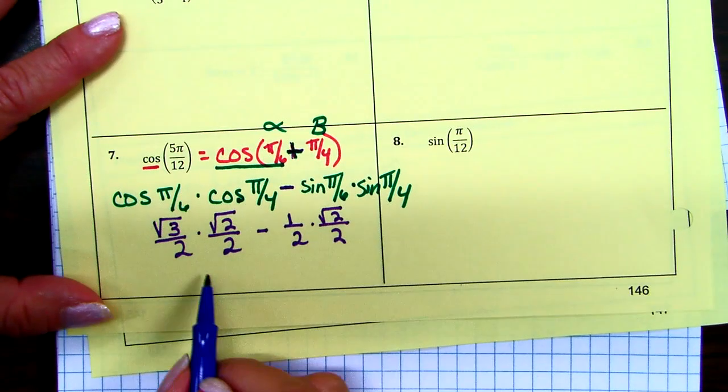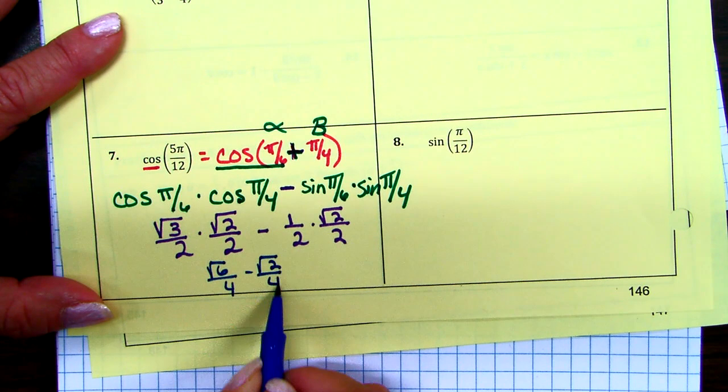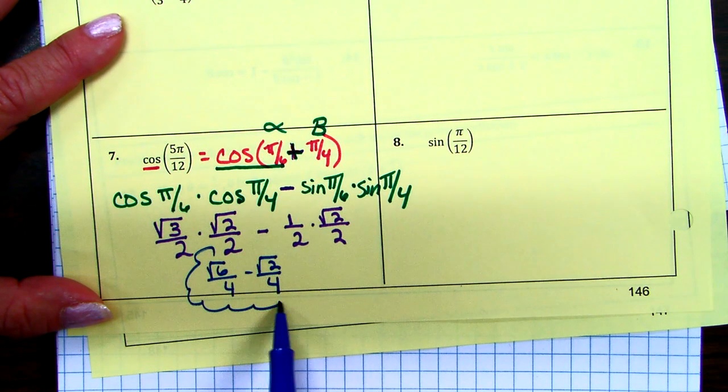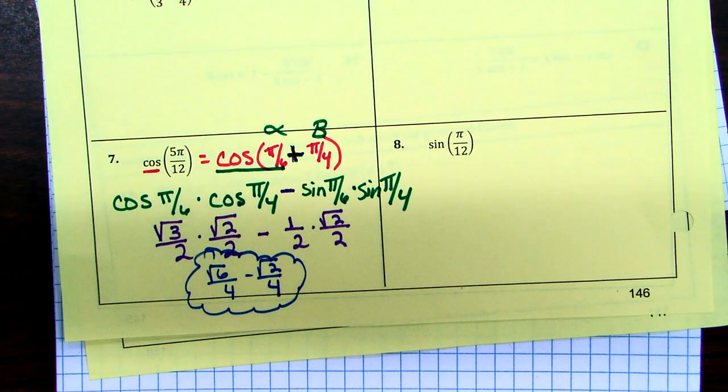Shocker, we've got square root of 6 over 4, square root of 2 over 4, and you can write it one of those other ways if you want to. Okay? I will put the rest of them up in 1 second.